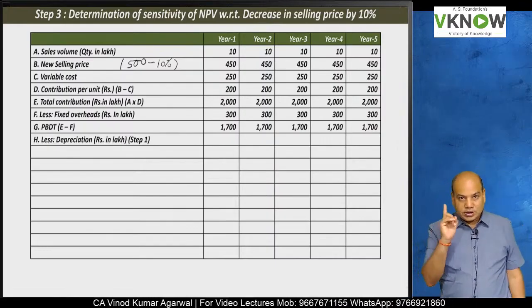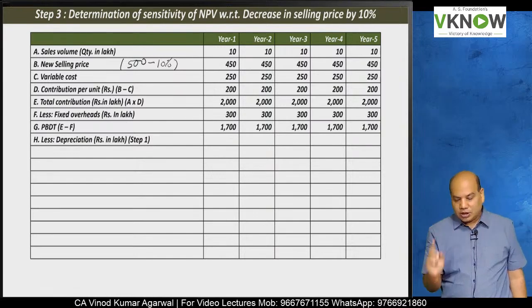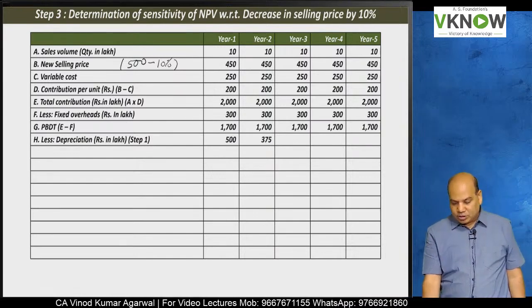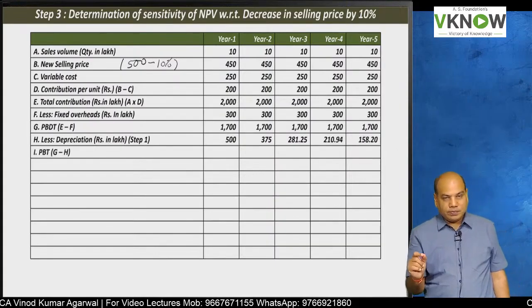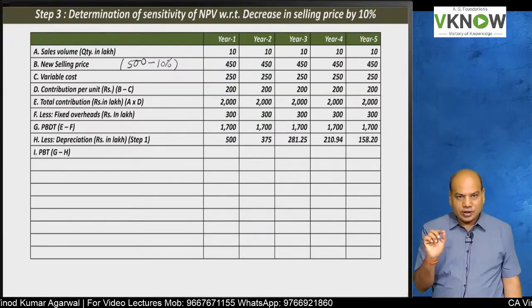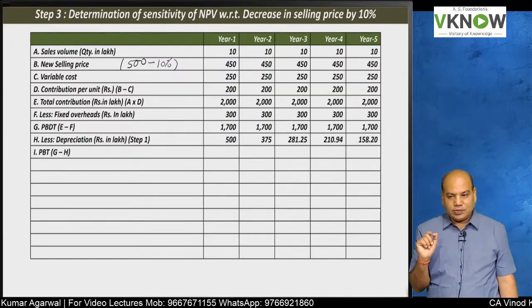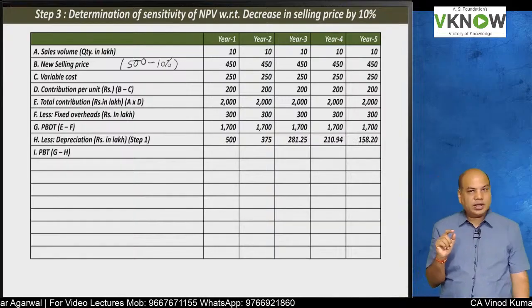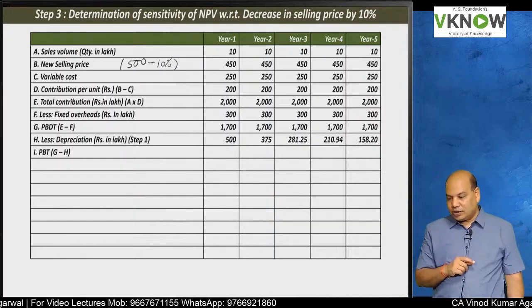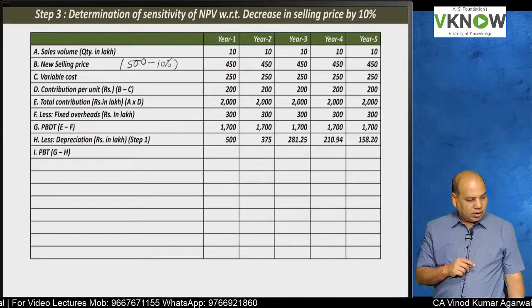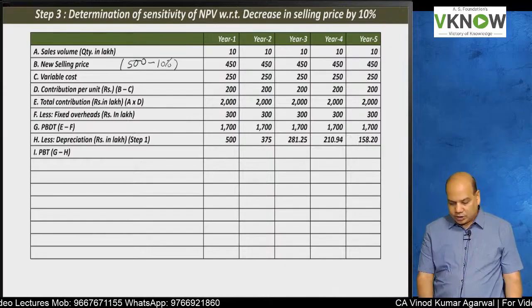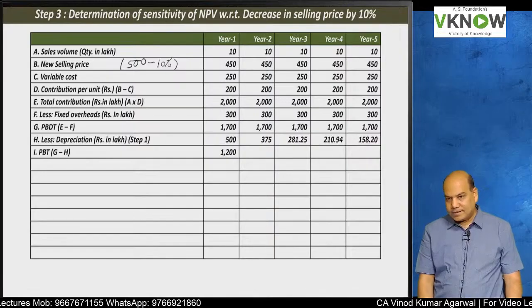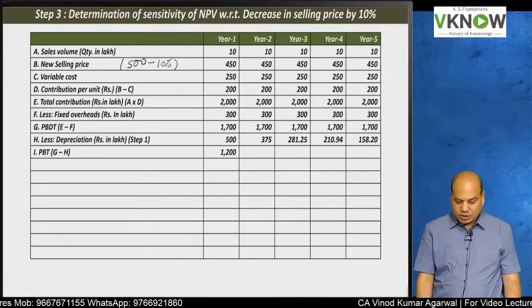already computed in step 1, same we will continue, because in this problem, the one which we are solving, the plant and machinery cost has not changed. In the next answer it will change, so that will change my depreciation. Less depreciation. After that PBT, calculate PBT, please little fast.